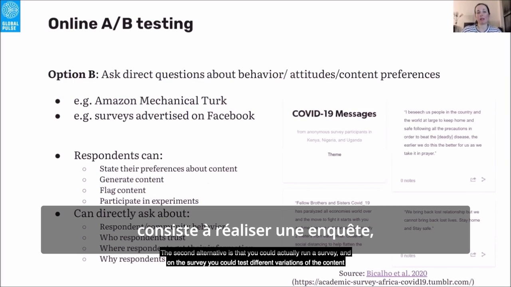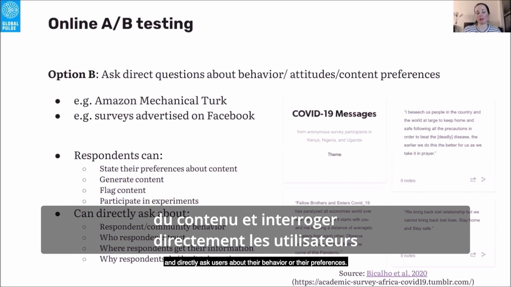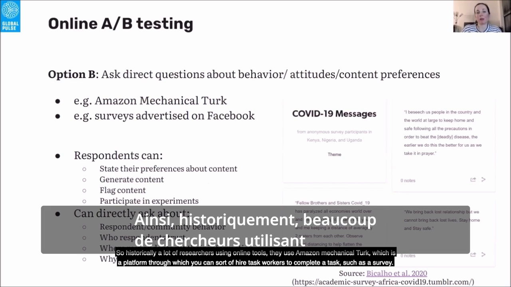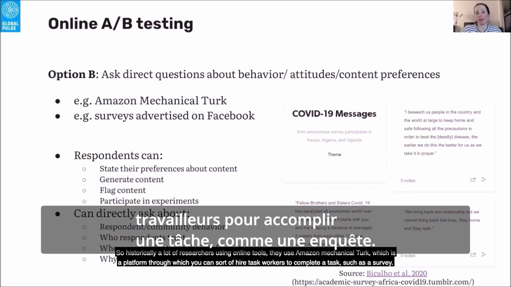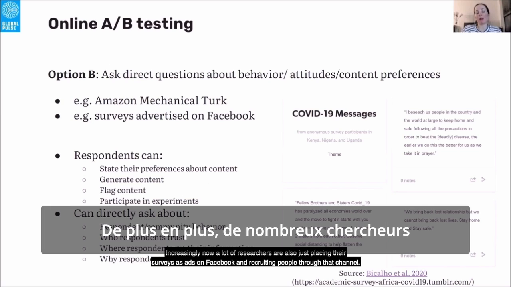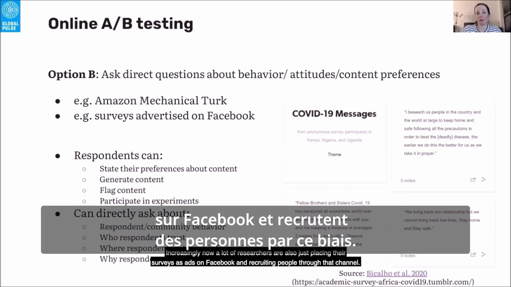The second alternative is that you could run a survey, and on the survey you could test different variations of the content and directly ask users about their behavior or their preferences. Historically, a lot of researchers using online tools have used Amazon Mechanical Turk, which is a platform through which you can hire task workers to complete a task, such as a survey. Increasingly now, a lot of researchers are also just placing their surveys as ads on Facebook and recruiting people through that channel.